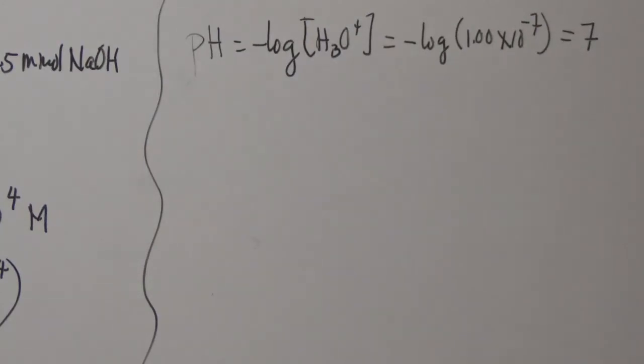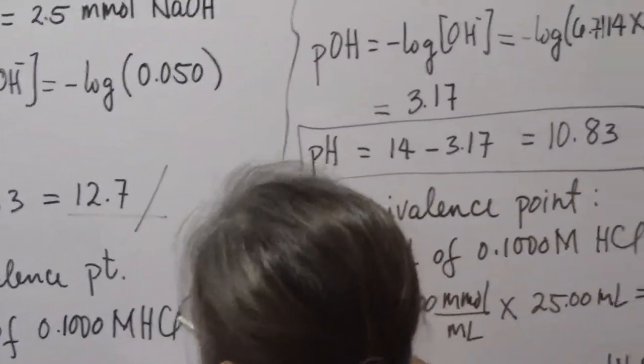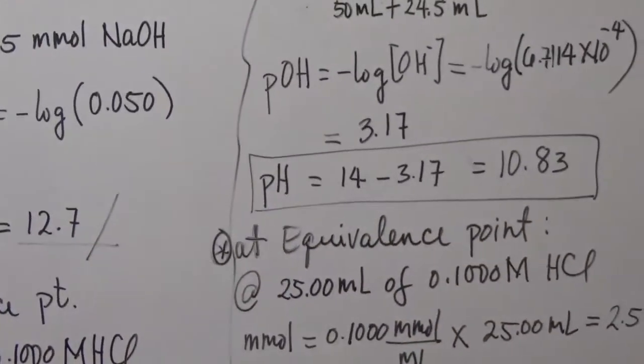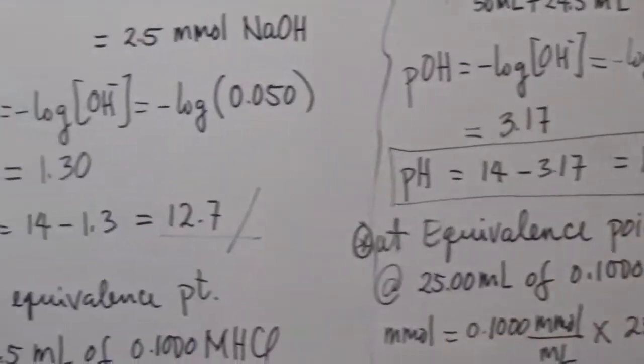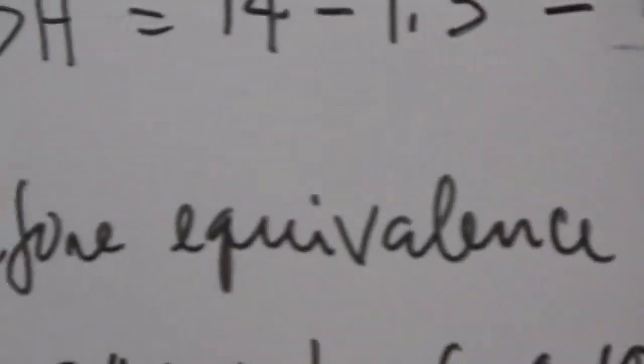That is titration of a strong base with a strong acid. Okay, that is at equivalence point. Okay? At equivalence point, before equivalence point. Okay. Now, since at equivalence point, it needs 25 ml of 0.1 molar hydrochloric acid.